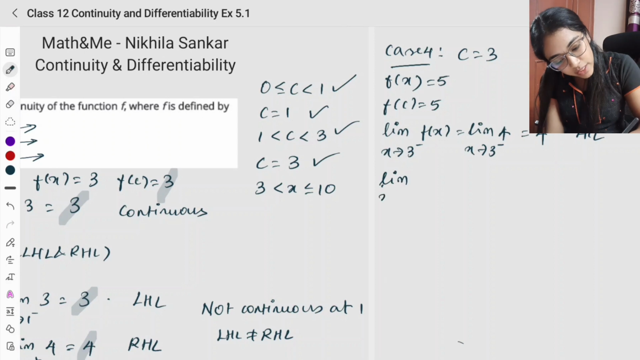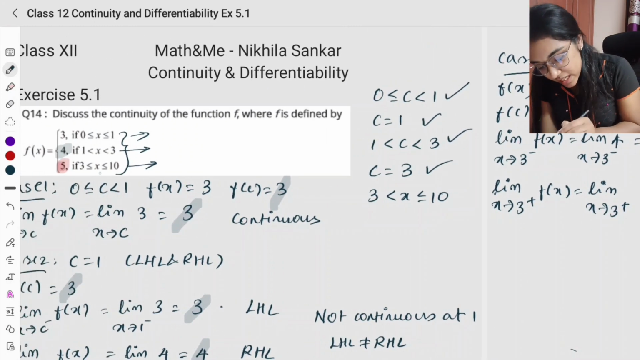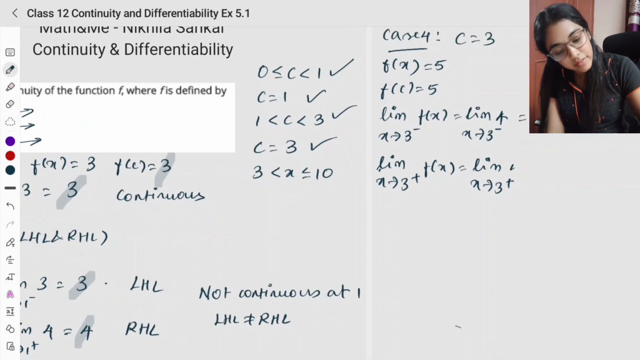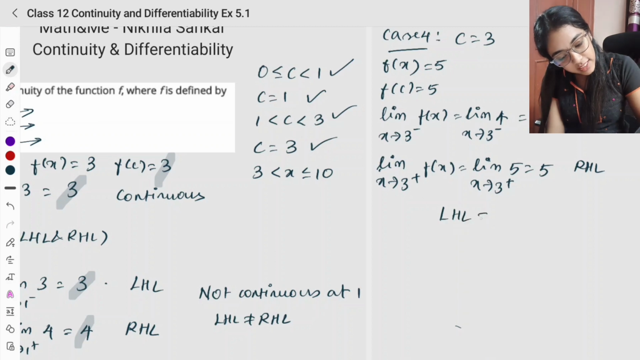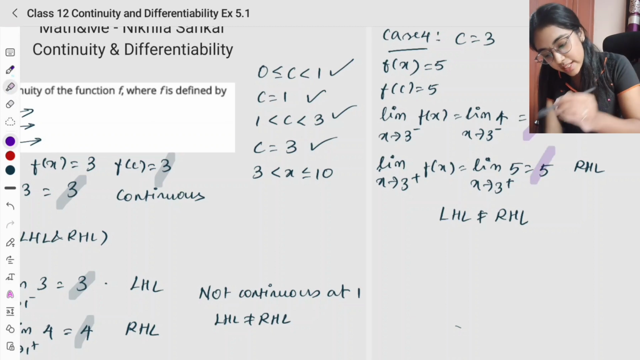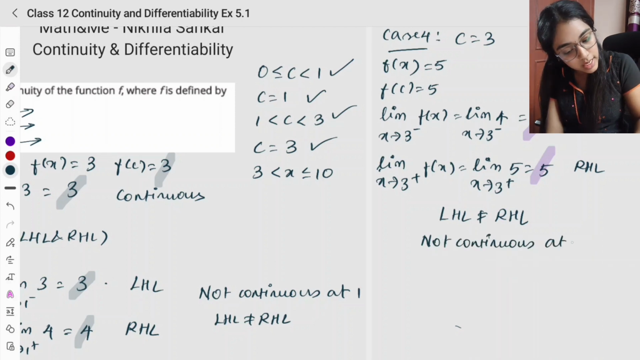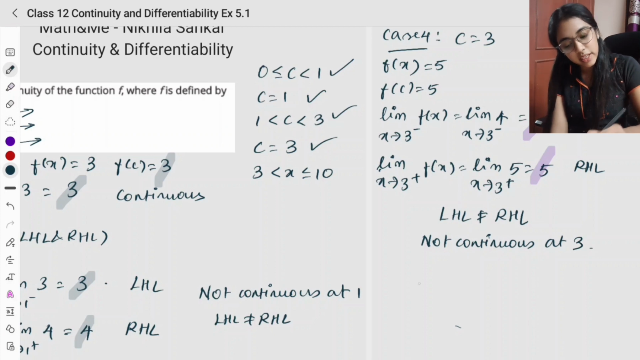What is my right hand limit? Limit x tends to 3 plus of f of x, which is going to be limit x tends to 3 plus of, what is my 3 plus? Greater than 3, the value marked in pink. So I have 5. So 5, this is my right hand limit. So it is pretty clear that the left hand limit is not equal to the right hand limit. I'll mark it for you. So the left hand limit is not equal to the right hand limit. So not continuous at 3. So at 3 it is not continuous. So this case is done.